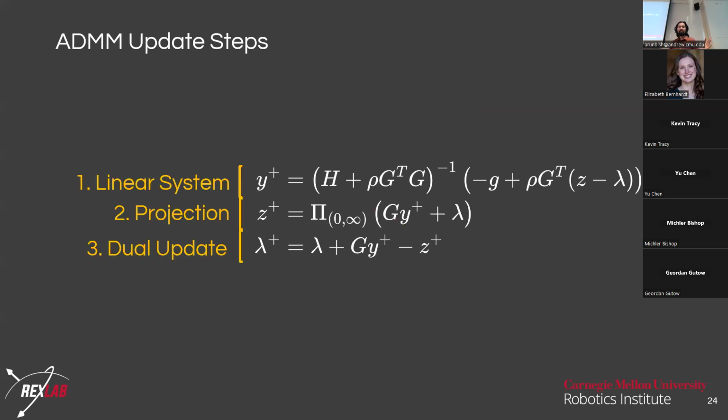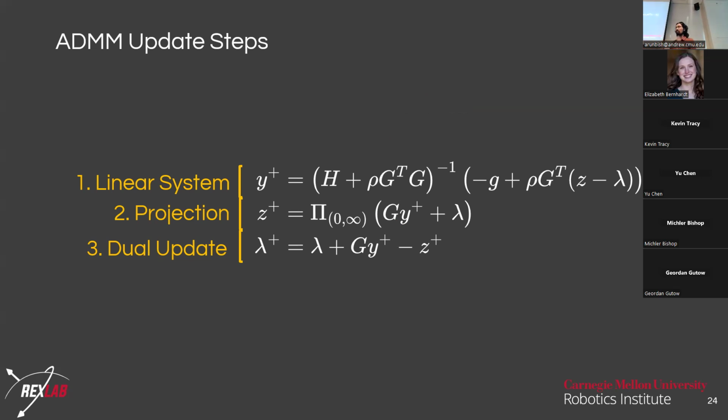So now we have our 3 steps. We do our linear system, we do a projection, and then we do a dual update. And ADMM, the OSQP solver, pretty much iterates these steps over and over again until you meet some sort of convergence criterion. And it turns out that there's a good history and a lot of research behind this converging very quickly to coarse tolerances and behaving quite nicely.